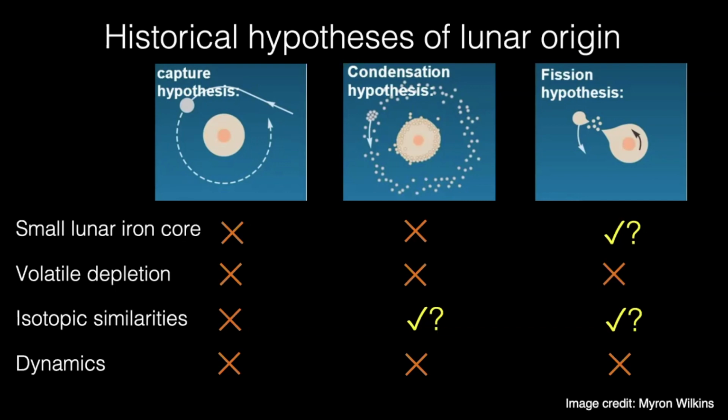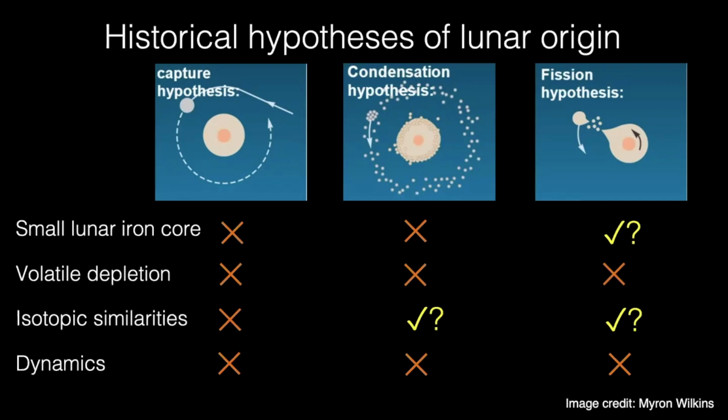And additionally, dynamically, it is challenging to capture an asteroid by the gravity of the Earth, especially an asteroid like the moon. The moon is a fractionally very large object relative to the Earth, and you have to decrease the velocity of the asteroid quite a bit to capture it, but it turns out this is very challenging to do.